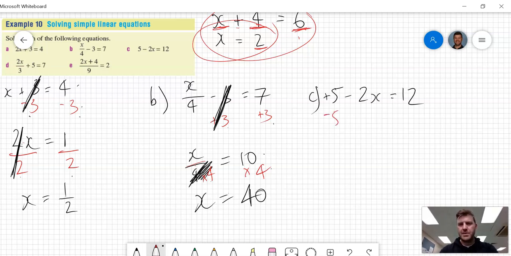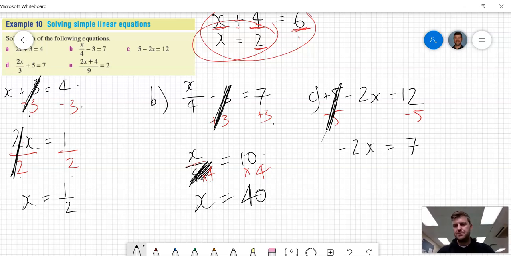So I need to take 5 from this side. If I do that to the left hand side, I need to do it to the right hand side too. Okay, positive 5, take 5, it's cancelled out. I'm left with, on the left hand side, minus 2x equals 7.